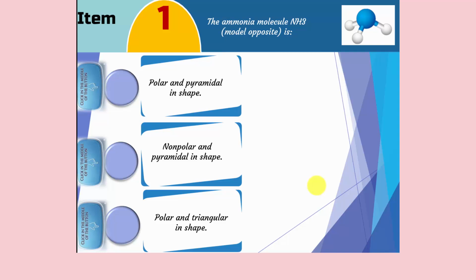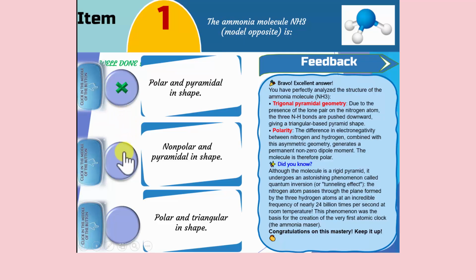The question asks us to identify the shape and polarity of the ammonia molecule, NH3. The correct answer is polar and pyramidal in shape. Its three NH bonds form a triangular base, while the lone pair on nitrogen pushes those bonds downward, creating a trigonal pyramidal geometry. Because nitrogen attracts electrons more strongly than hydrogen, and the molecule is asymmetric, the bond dipoles do not cancel. NH3 therefore has a permanent dipole moment.